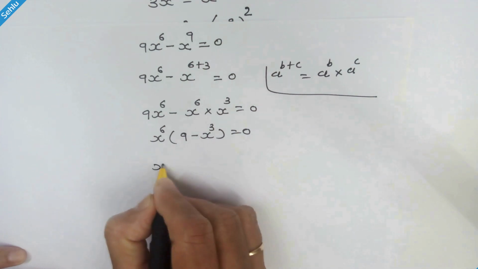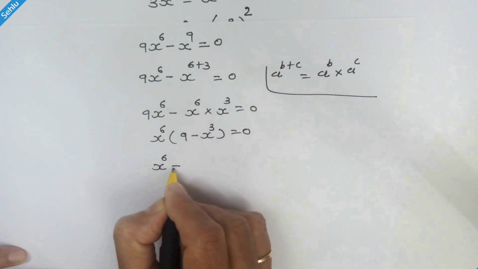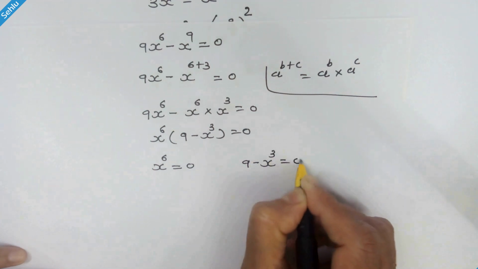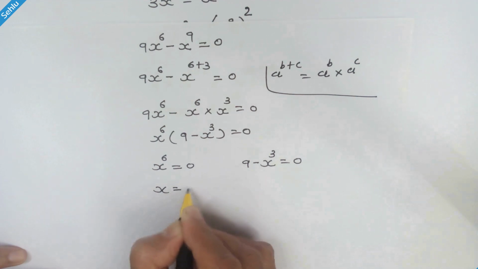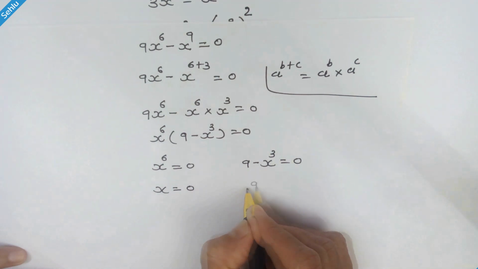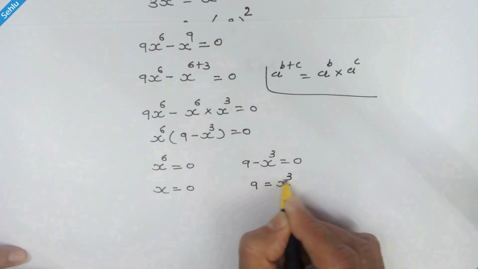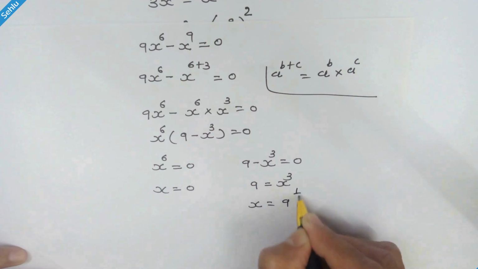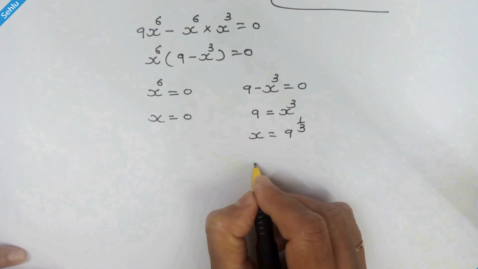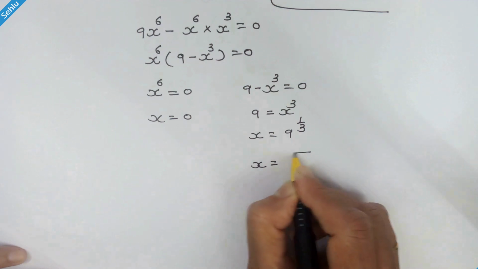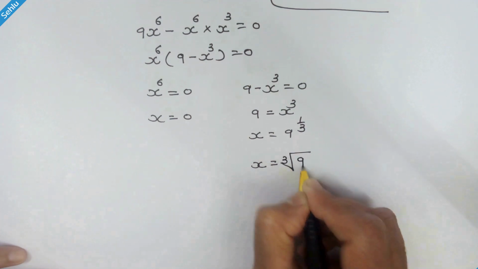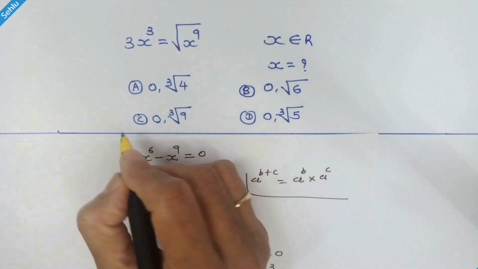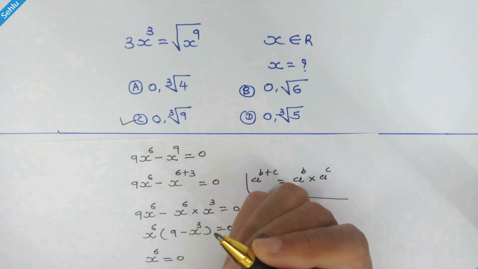Here we can write x raised to 6 is equal to 0 and 9 minus x cube is equal to 0. So here we have x is equal to 0 and 9 is equal to x cube, so x is equal to 9 raised to 1 upon 3, so we have x is equal to cube root 9. Now let's check the options. So option C is the correct answer.